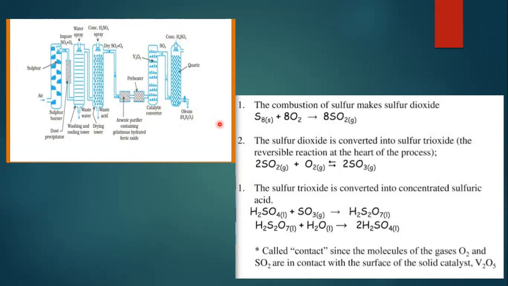See, sometimes the question asked in students' mind, ma'am, sulfuric acid is already being used here, so why are we producing sulfuric acid? Because, see students, the sulfuric acid used here is in a very minute quantity. Only spray is done, and with the help of sulfuric acid we produce oleum here. So this is all about the contact process, and it is a very, very important process.